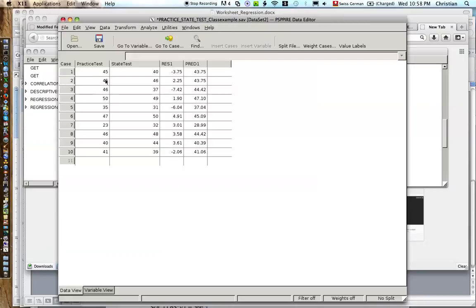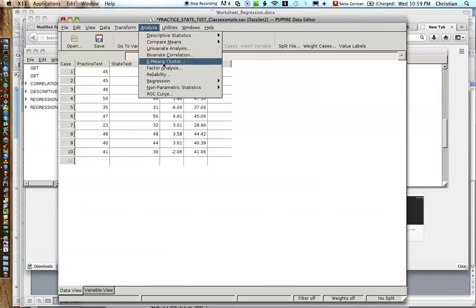Then the next person had the same score, 45, also in the practice test. So therefore, we also predict the exact same score, 43.75. But now when we compare this one to the state test, we see this person actually scored 46 points. So this person actually was 2.25 points higher than what we predicted. Next person, 46. Right, so this one we predict a little bit higher, 44.42. Then when we compare it to the actual score, 37, we have a difference of 7.42. So this person was 7.42 points lower than what we predicted. And we keep doing this. So then what we have here is all the residuals, the differences between what we predicted and what we actually observed.